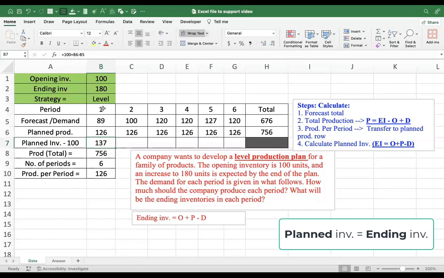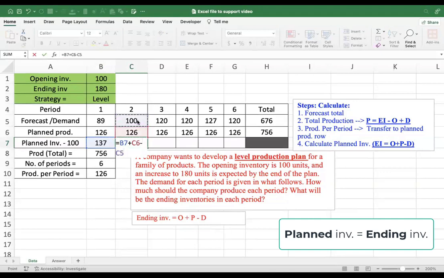When period 1 starts, we had 100 units, but when period 1 finishes, we are left with 137 units that will be available for next period. And for this one, again, I'll be using the same formula, that's OPD, opening inventory, and opening inventory is 137 plus production, planned production 126 minus demand 100. And if I hit enter, that gives us 163.